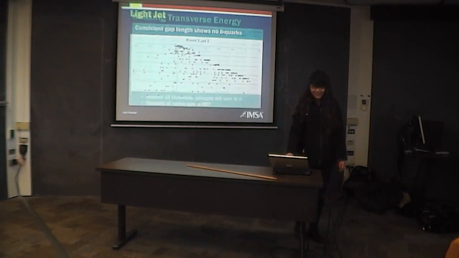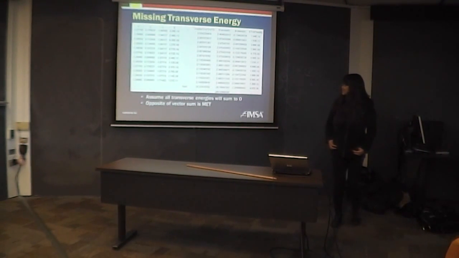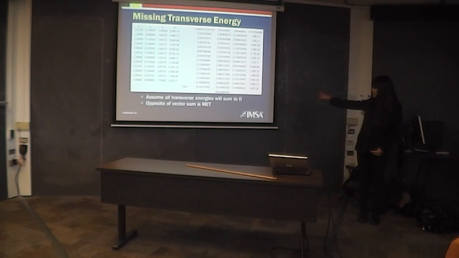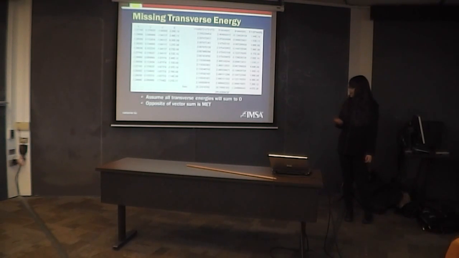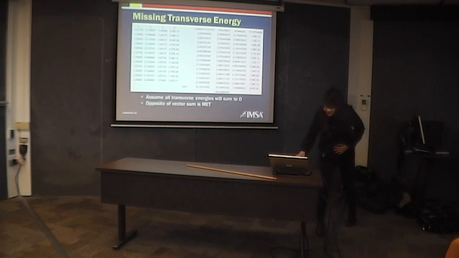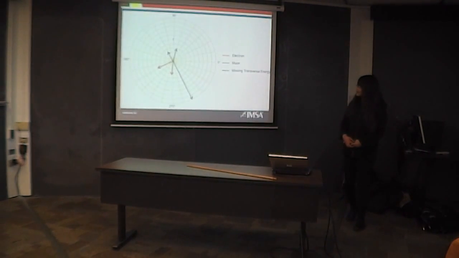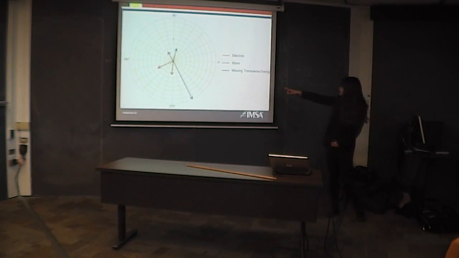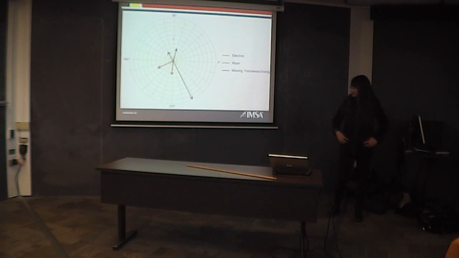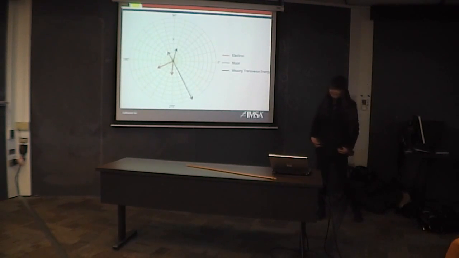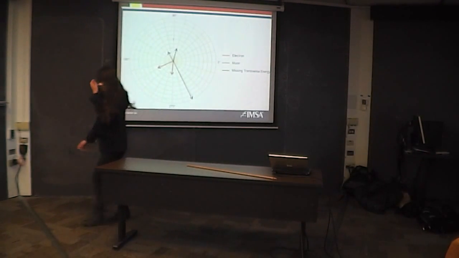Hi, my name is Catherine, and I worked with missing transverse energy. Taking data from the calorimeter towers, I calculated the transverse energies. Assuming that all the energies would sum to 0, we could assign the remaining energy, or the vector sum of the energies, as the energy of the neutrinos. And this is an example. Those are 2 electrons, 2 muons, and the opposite of their sum is the missing transverse energy.